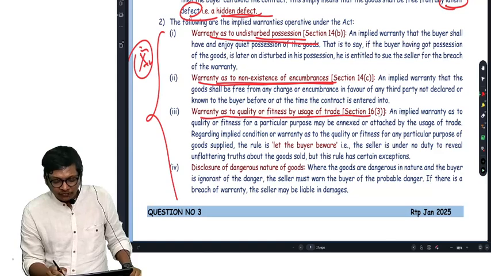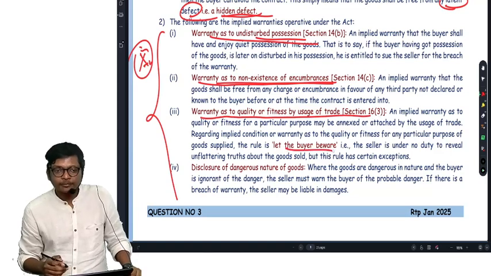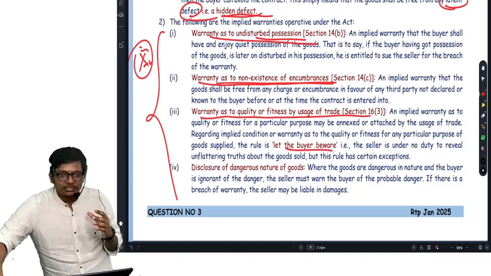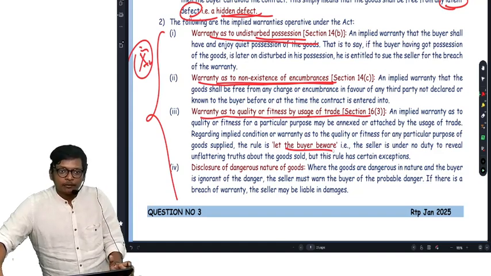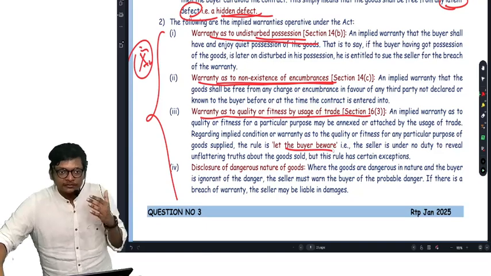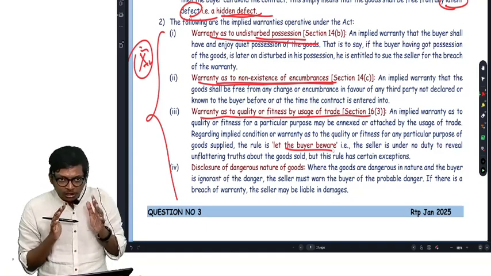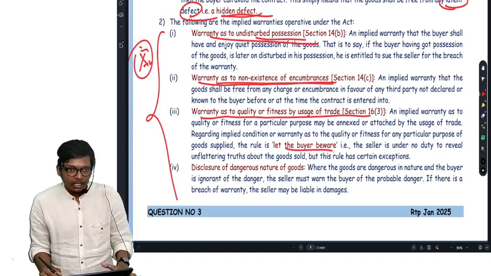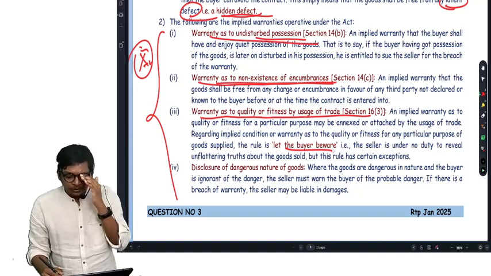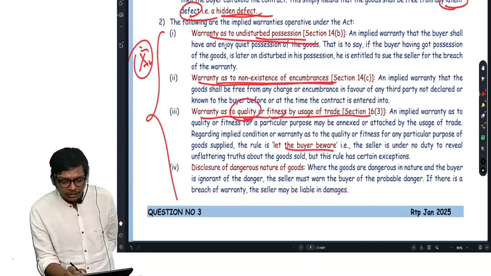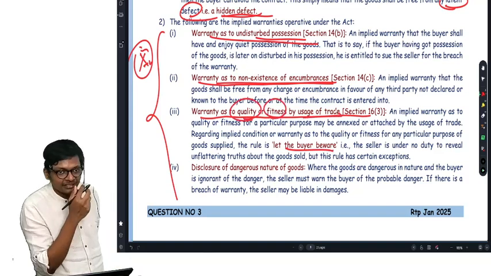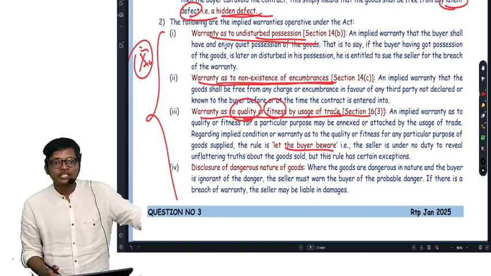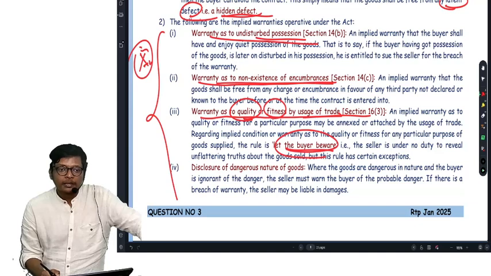Warranty as to quality or fitness by usage or trade. Very important. If you go to Ritchie Street in Chennai and buy headphones, will it be original or fake? Ritchie Street is mostly known for making duplicates. If you want an original, you should go to a good branded showroom. If you go to a Ritchie Street electronic shop, you will get fake only. So under warranty as to quality or fitness by usage of trade, by trade practice in Ritchie Street you will get fake only. There you don't expect original. That's why they say let the buyer beware.